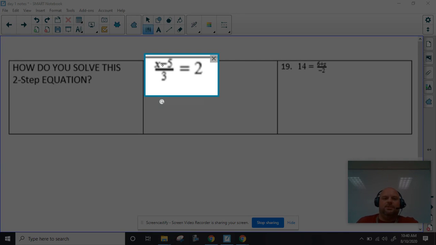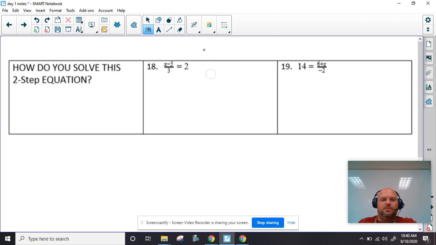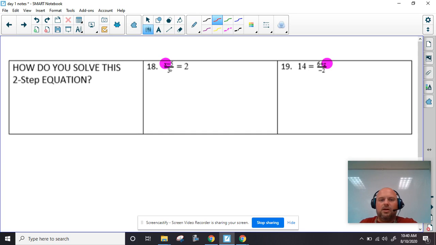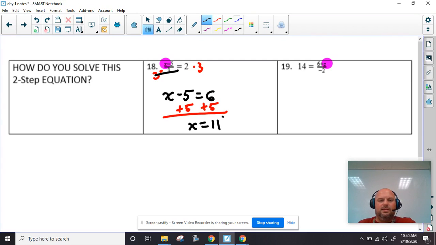You should not actually subtract 5 first. Remember, you have to undo what's being done to the variable. The variable's here, big spot. This is actually all being divided by 3 first, so I'm going to multiply by 3. When I multiply by 3, that goes away. I'm left with x minus 5 right here. 2 times 3 is 6. Then add 5, add 5, and x equals 11.